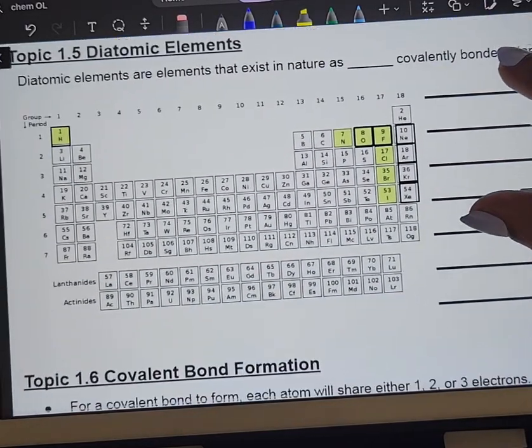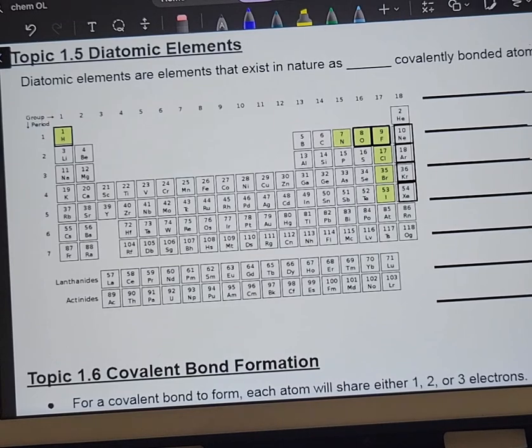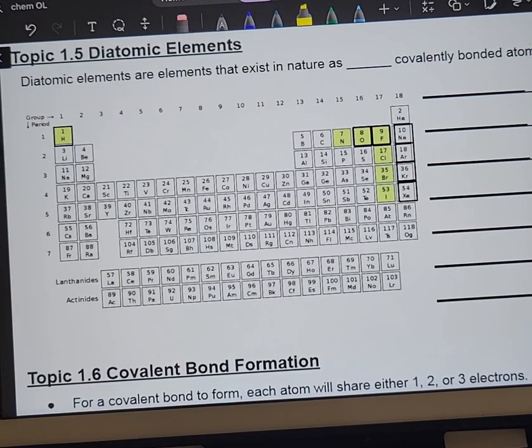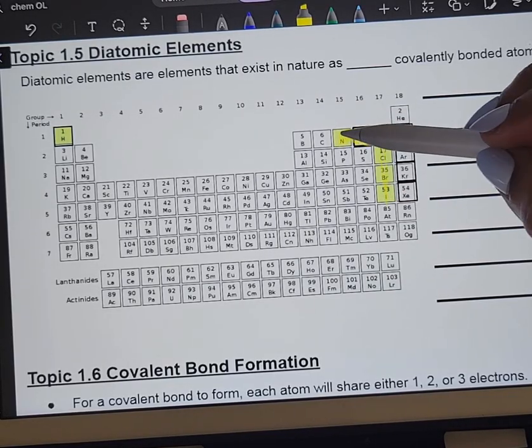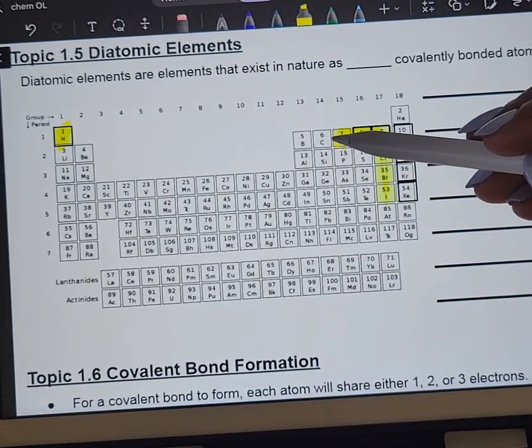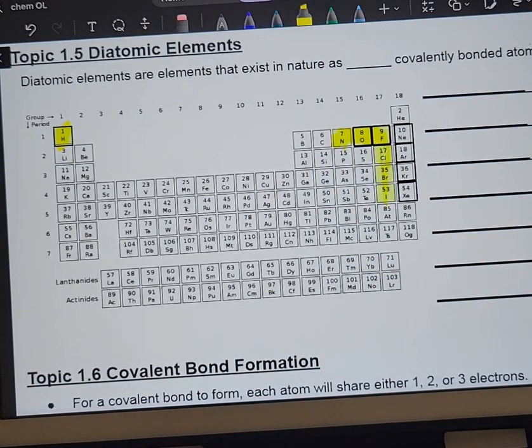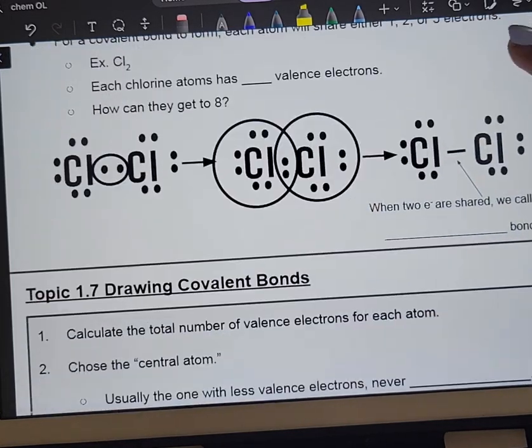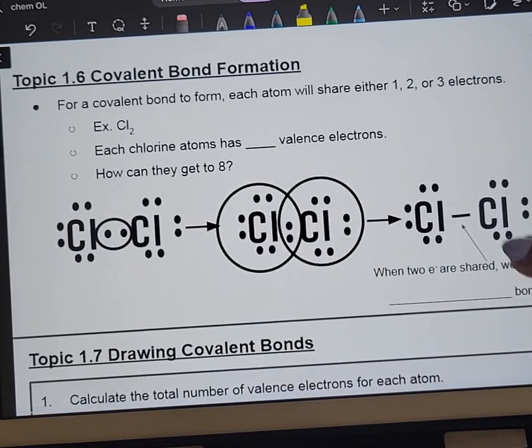This is a review of what we learned previously. On the coloring of the periodic table, we said some of the elements will exist as two. They are called diatomic. We colored the periodic table. These are those 7 elements. They always exist as two atoms, by forming a covalently bonded molecule. Now I'm going to show you how to draw the covalent bond.